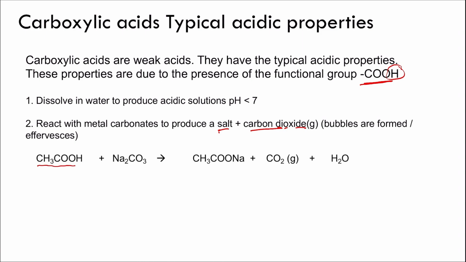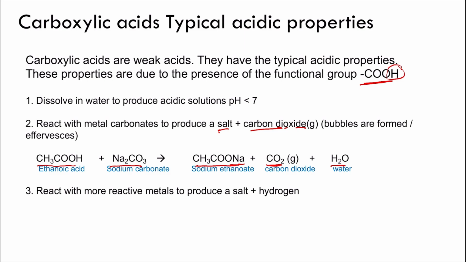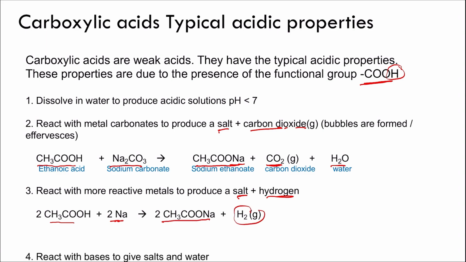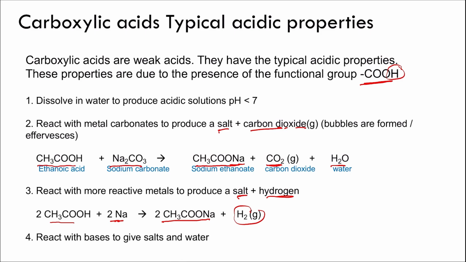So if you have ethanoic acid with sodium carbonate, that will give you sodium ethanoate, which is the salt, carbon dioxide gas, and water. They also react with more reactive metals to produce salt and hydrogen in the same way as acids. So if you have ethanoic acid, it can react with sodium to give you sodium ethanoate and hydrogen. And finally, they react with bases to give you salt and water.